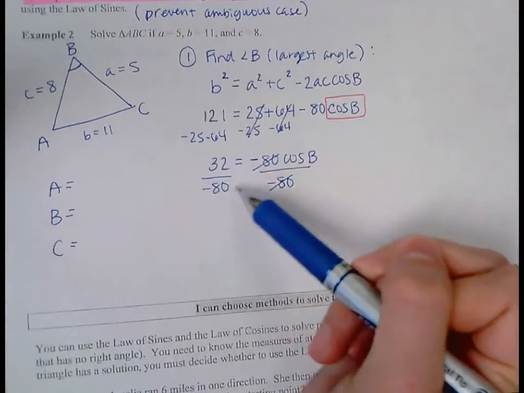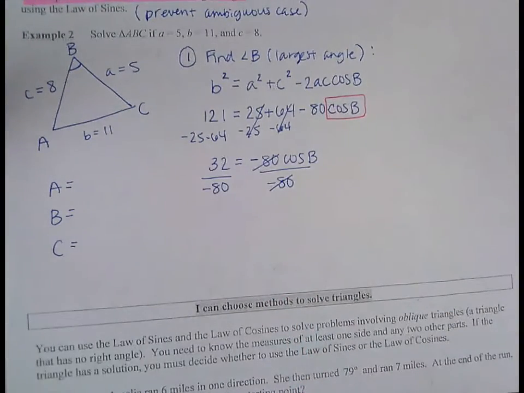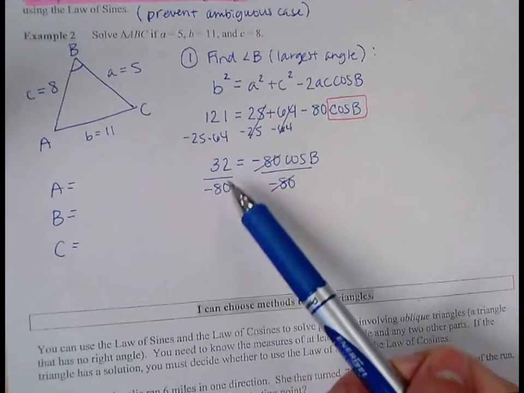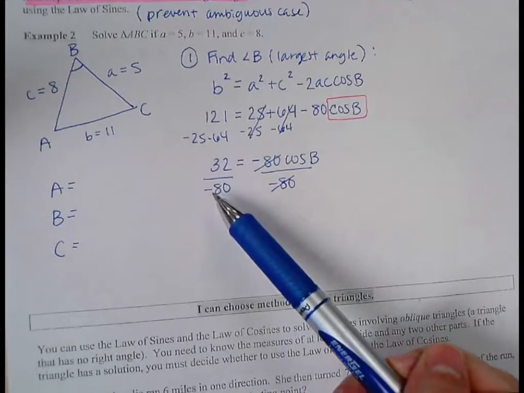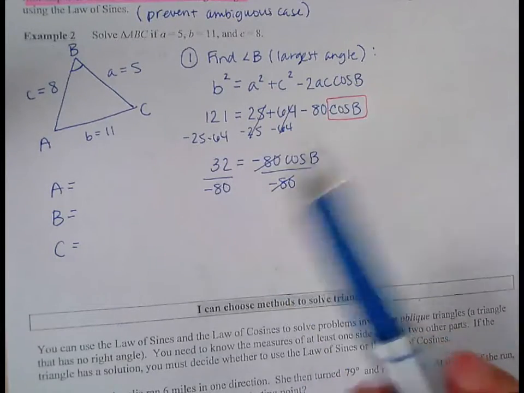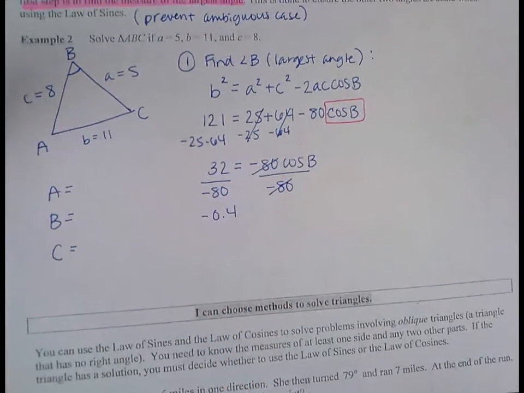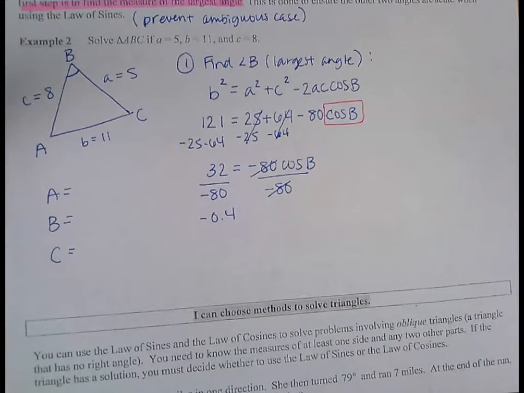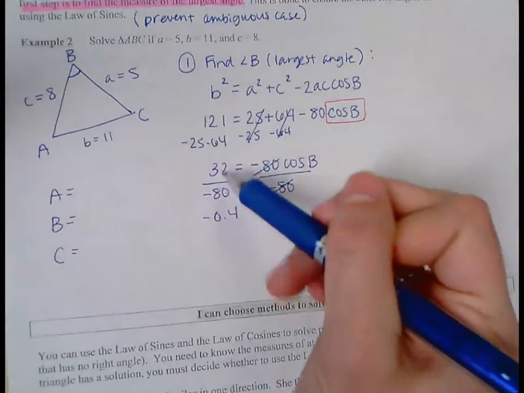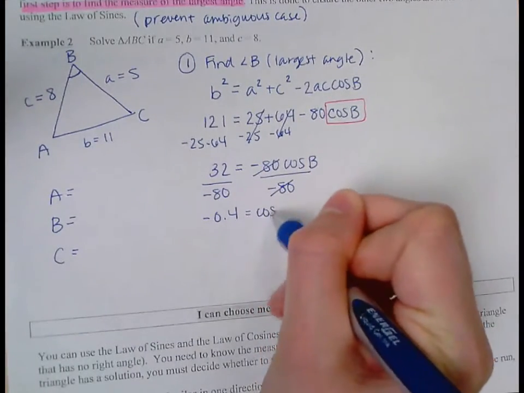Okay, this you can certainly simplify or even divide. I'm not sure how this one works out. It does work out to be a nice decimal. If this, though, is a repeating decimal, I would leave it as a fraction in this step. Don't round it. This does end up being negative 0.4. But if it was like 0.4 repeating, I'd want to keep it as the fraction, and you wouldn't have to simplify it. That's equal to cosine of B.